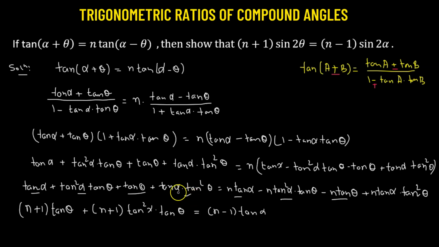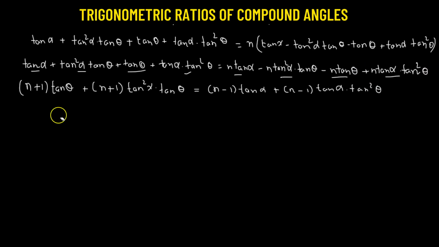And lastly, we have tangent of alpha plus tangent squared theta. We'll take it to the right hand side and combine with the last term on the right hand side to get n minus 1 times tangent of alpha times tangent squared theta. Now what we'll do, we will consider this term and this term.